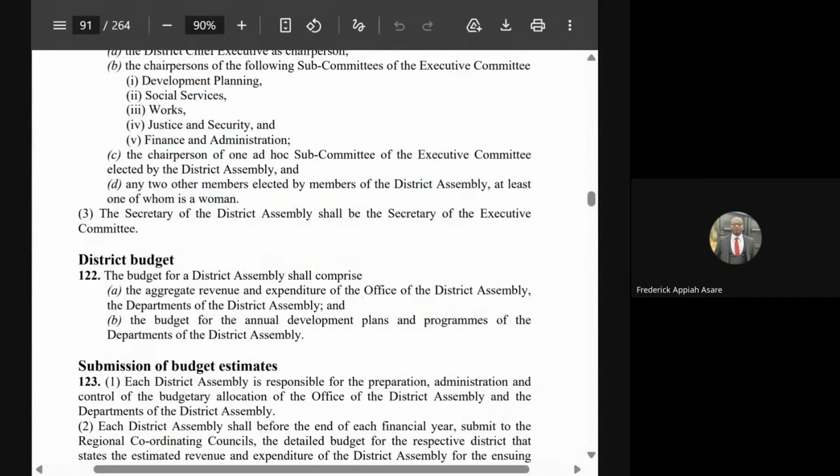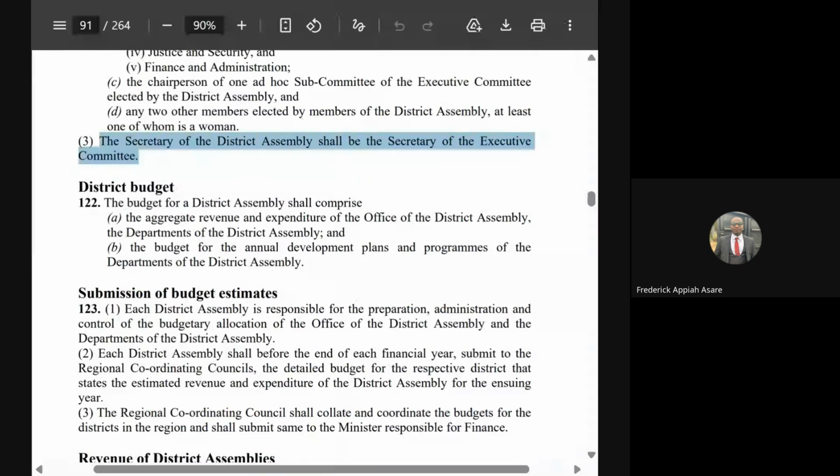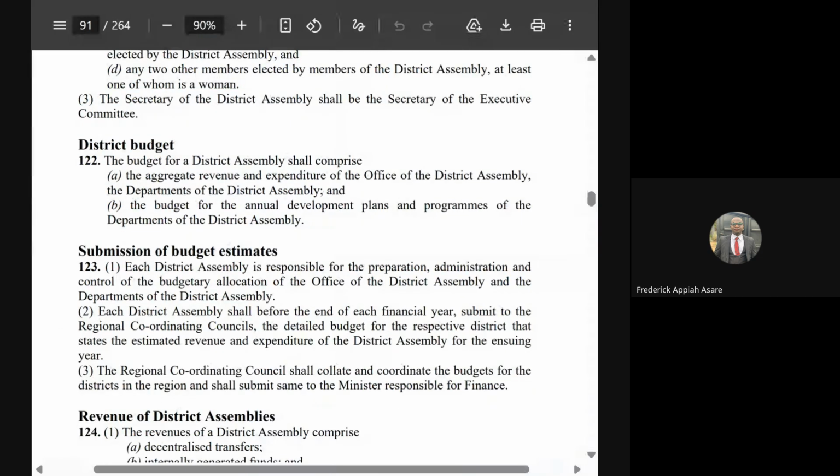So the chairperson of that ad hoc committee that they will set up will be part of the executive. Then finally, any two other members elected by the members of the district assembly, at least one of whom is a woman. So this is the composition of the executive of the district assembly. Then the secretary of the district assembly shall be the secretary of the executive committee. So the person who is the secretary at the district assembly will be the secretary of the executive committee.